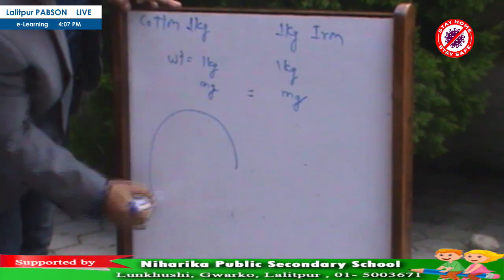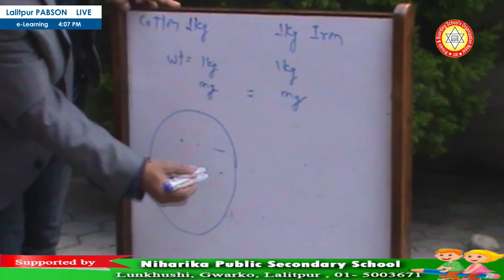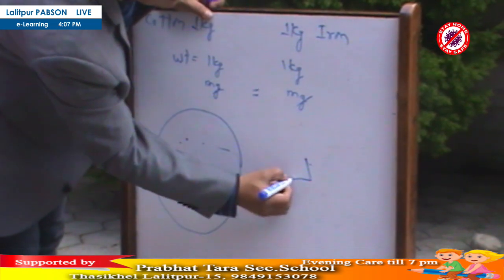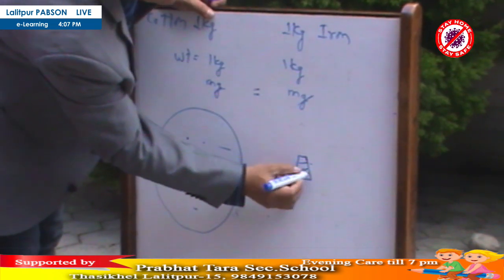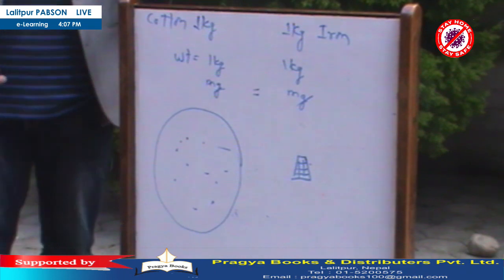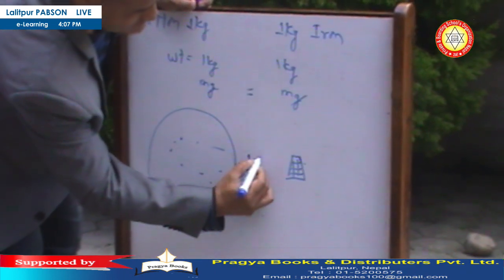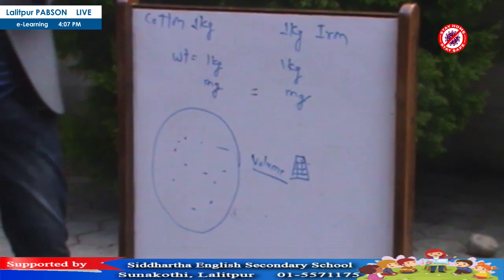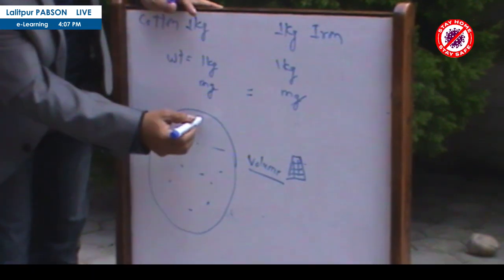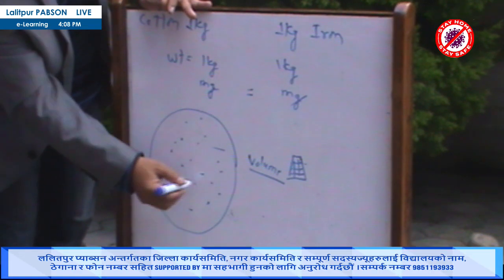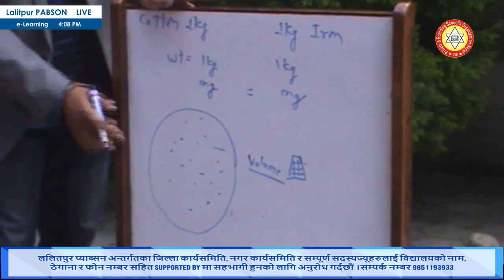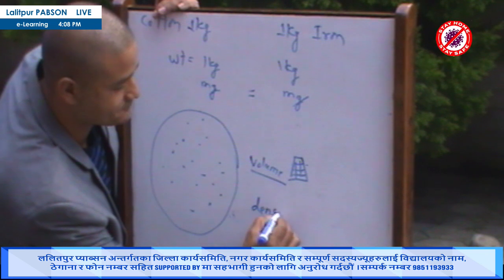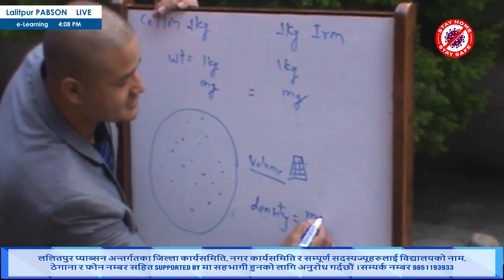Suppose 1 kg of cotton is this much amount. This could be cotton. And 1 kg of iron could be, suppose, this much only. This could be iron. Now look at the volume. The difference is the volume. So what could we see now? Over here, the mass, the substance contained in it, is less compared to the volume. That gives us the concept of density. So density is mass by volume.